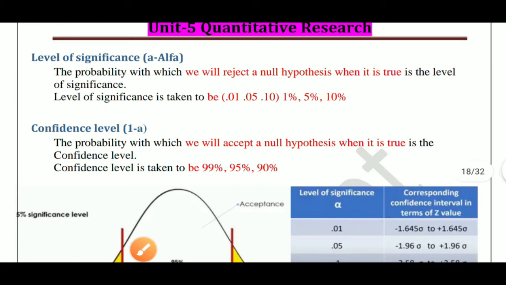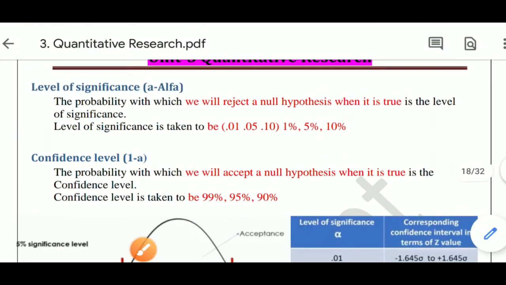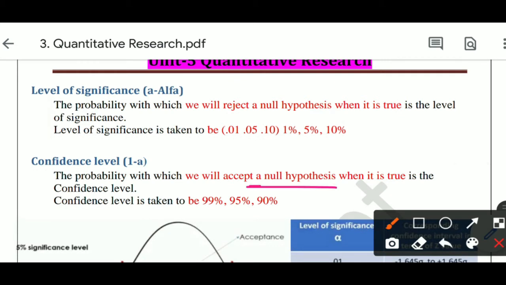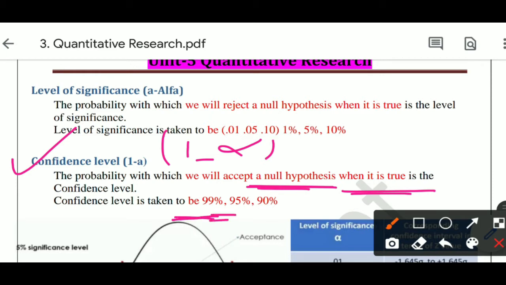Now take the confidence level. What is the confidence level? This is the probability with which we accept the null hypothesis when it is true. When the null hypothesis is true and we accept it, we do 1 minus alpha, that is, 1 minus the level of significance. So the confidence level is the confidence you have that your null hypothesis will be accepted, 99%, 95%, or 90%. When you do 1 minus the level of significance, for example 1 minus 1%, you receive 99%. So it becomes the confidence level.